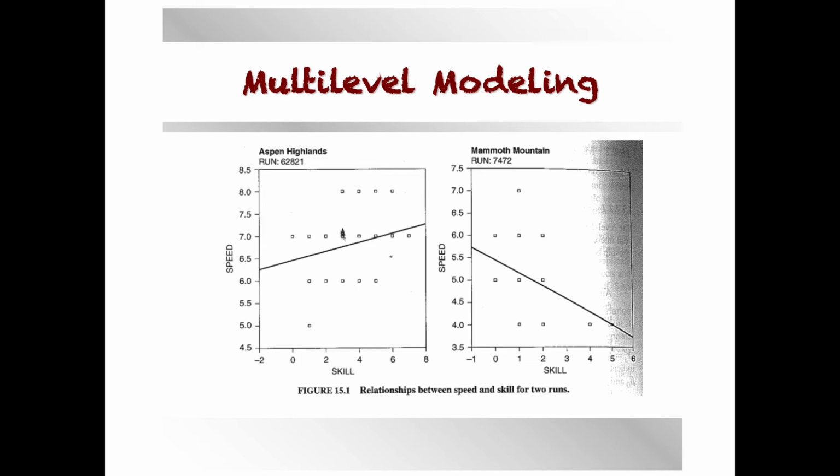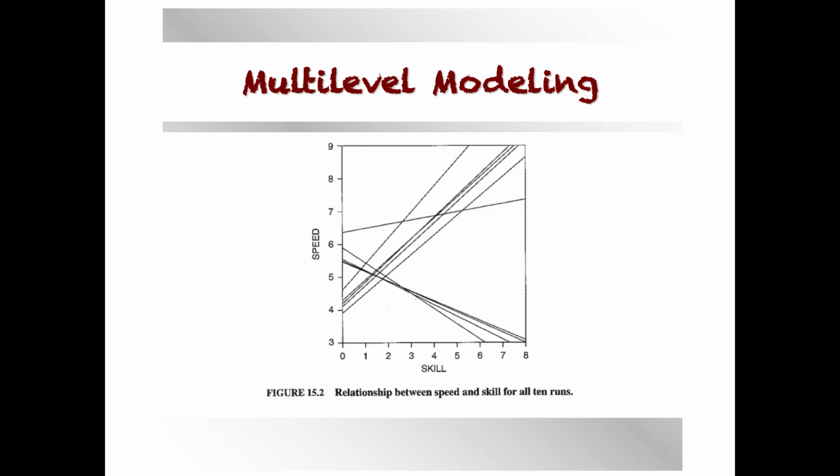So that's the representation of the intercepts. And then the slope there on the left is positive. The slope there on the right is negative. So there's a different relationship between skill and speed, right, for these two different ski runs. Again, illustrating how not only are the intercepts different, but also the relationship between skill and speed is different, thus providing further support that we need to look at these runs separately, and a multi-level model is useful.